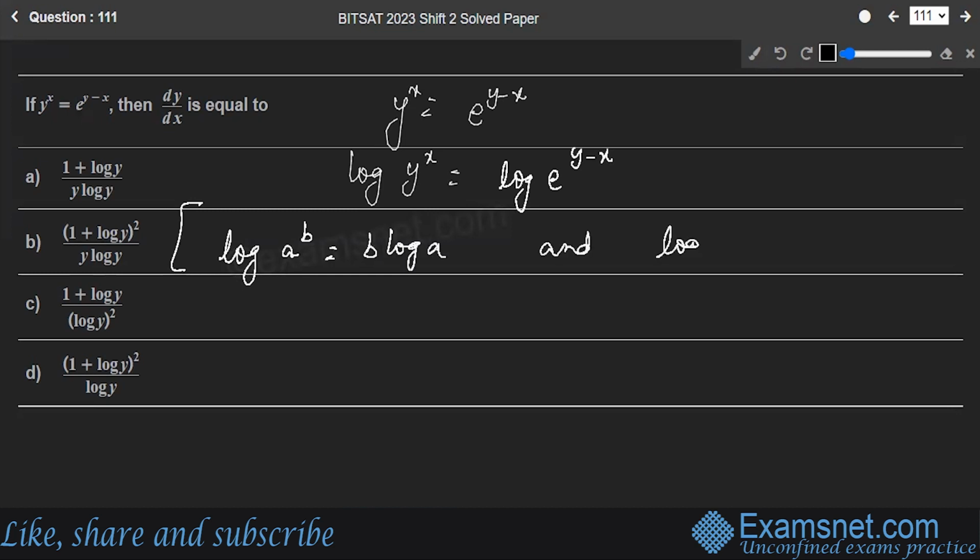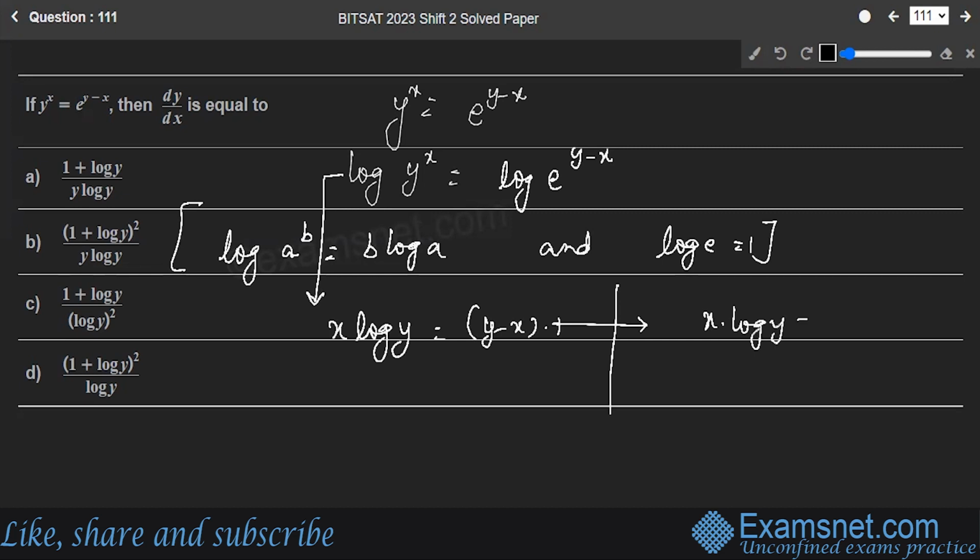Also, log e is equal to 1. So using both of these things, this equation can be written as x log y minus x into log e is equal to y minus x, that is equal to 1. Okay, so that's it. This further can be written as x into log y plus x is equal to y, or you have x into 1 plus log y is equal to y, or you have x as this.